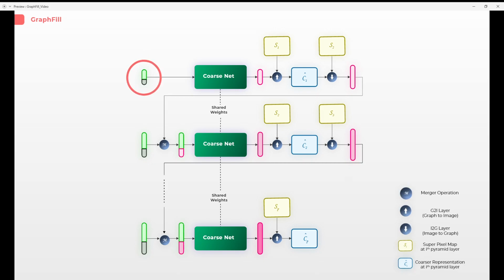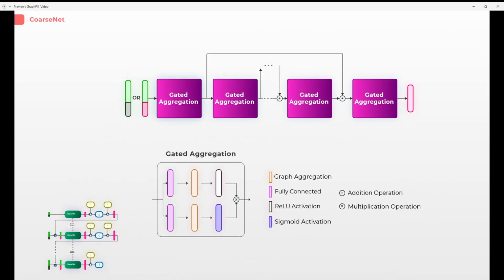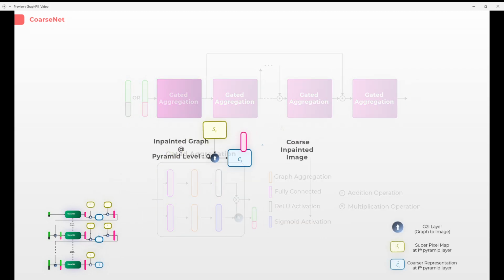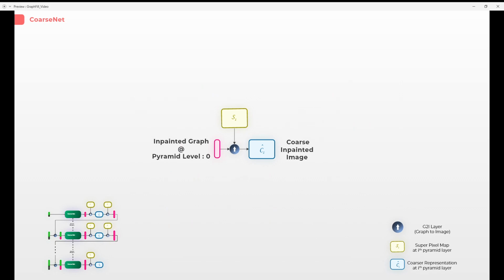Beginning with a 0th pyramid-level graph comprising a minimal number of nodes, we use the coarse net to predict the values of unknown nodes. The coarse net comprises multiple gated aggregation blocks that use the adjacency matrix for gated aggregation among neighboring nodes. Its output, the inpainted graph, is translated back to image space with a graph-to-image layer, resulting in the coarse inpainted image.